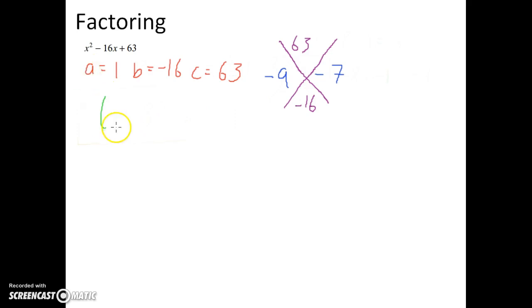So we just write out our factors. This time we have x for our variable. So x -9. And then x -7. And again, we just use these two middle numbers. And we're good.